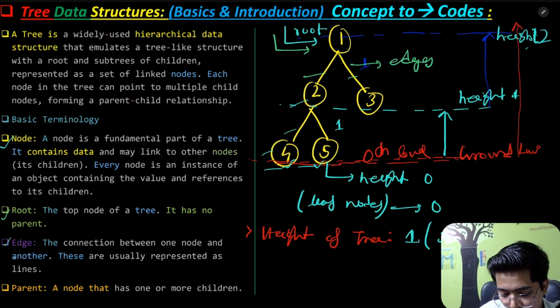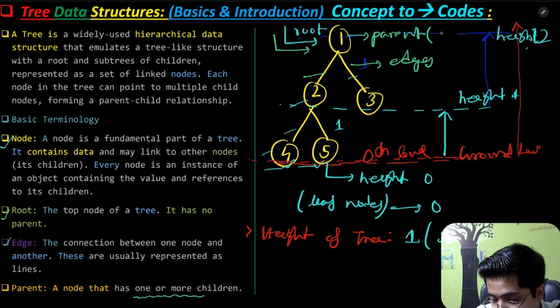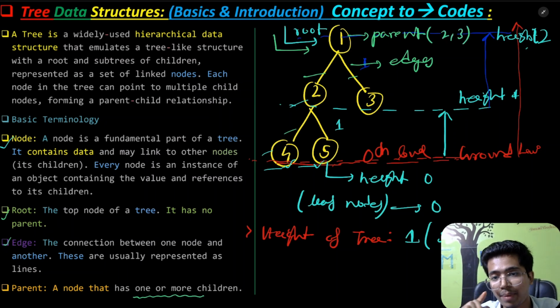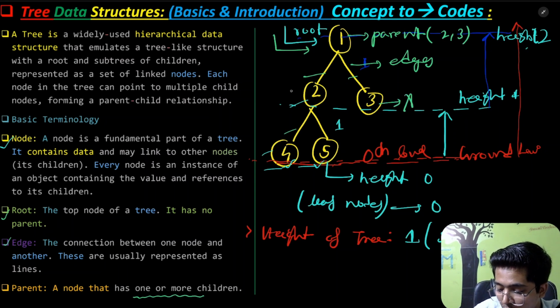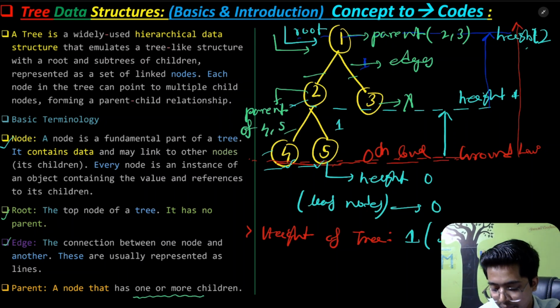Now parent. A parent is a node that has one or more children. If something has children, that is called a parent. So 1 is the parent of 2 and 3. If you observe 3, 3 is not a parent because it has no child. But 2 has children 4 and 5, so 2 is the parent of 4 and 5.